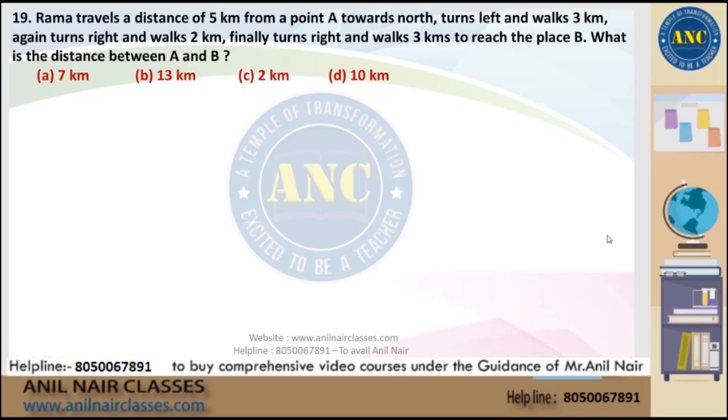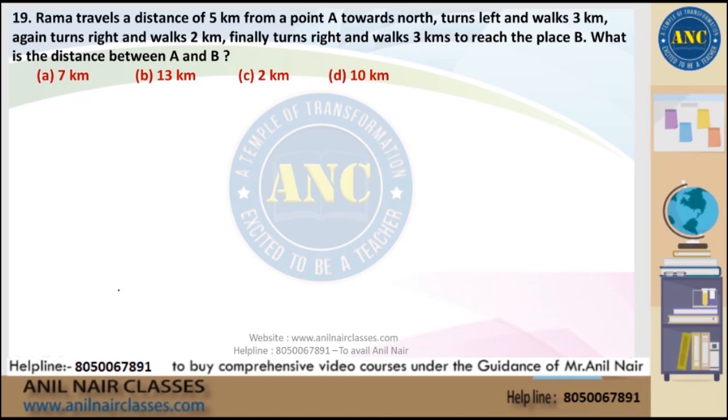Rama travels a distance of 5 km from a point A towards north, turns left and walks 3 km, again turns right and walks 2 km, finally turns right and walks 3 km to reach the place B. What is the distance between A and B?